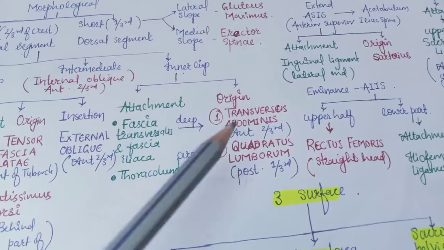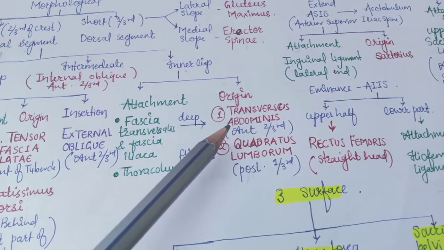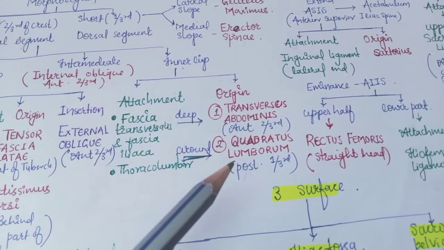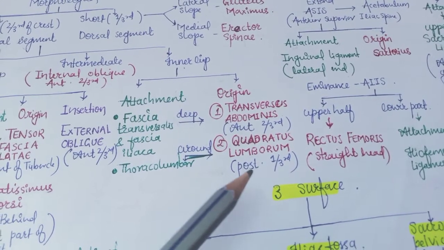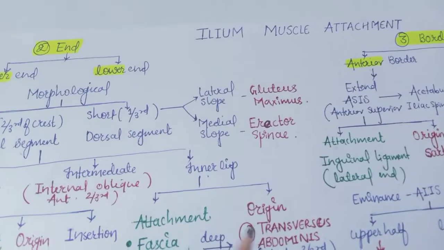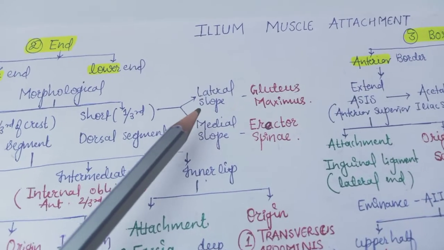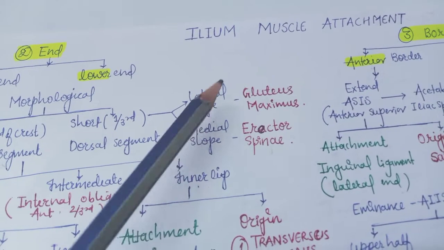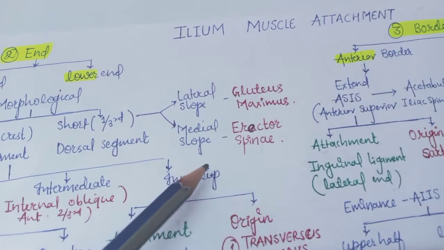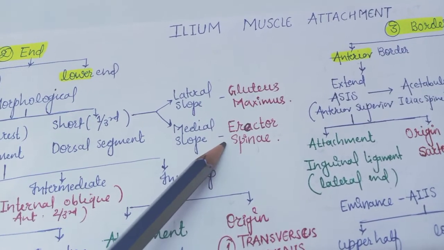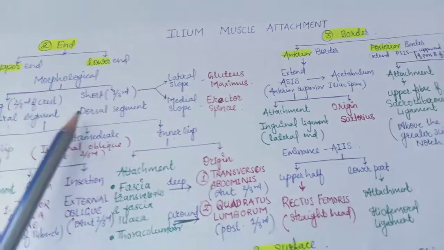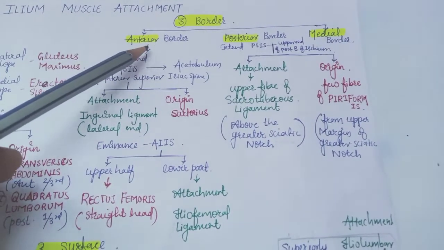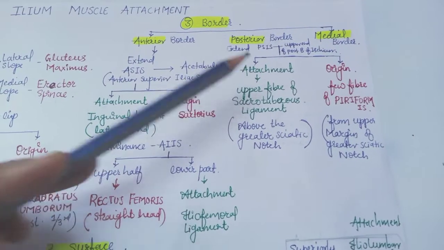Then the origin: it gives origin to the transversus abdominis in its anterior 2/3 and quadratus lumborum in its posterior 1/3. Then the dorsal segment has two slopes, lateral slope and medial slope. The lateral slope gives origin to the gluteus maximus, and the medial slope gives origin to the erector spinae. Then it has three borders: anterior border, posterior border and medial border.